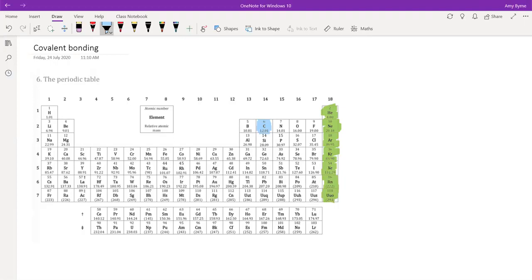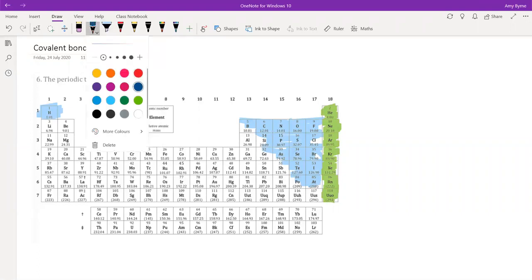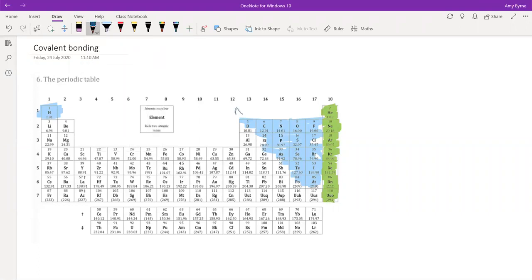Now, covalent bonding is pretty much restricted to this top right-hand corner of the periodic table and hydrogen. Now, these guys are non-metals.